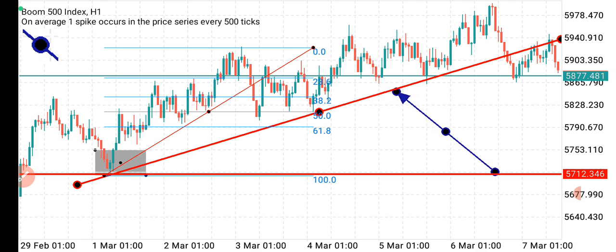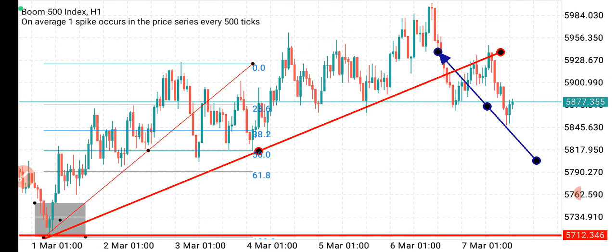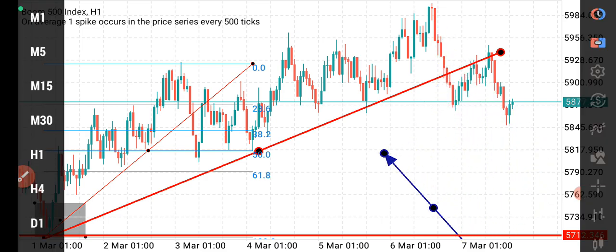Anytime price comes, so what will be your exit? Your exit will be when price breaks out of this trend line, just as we have here.